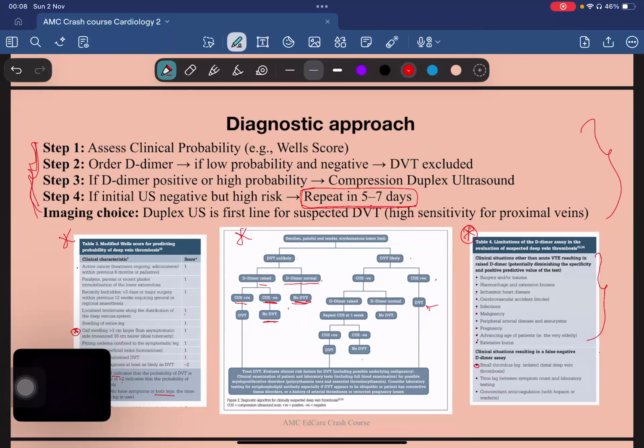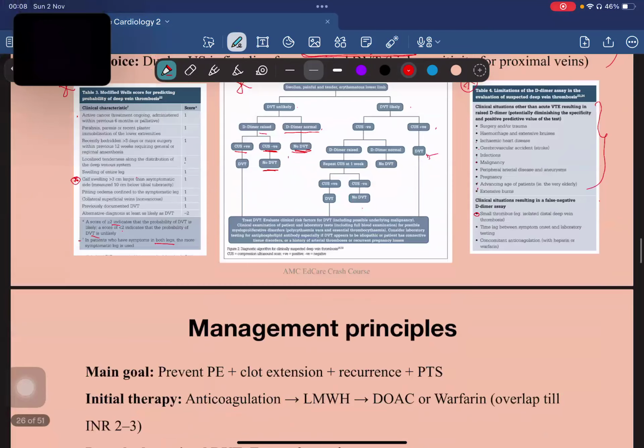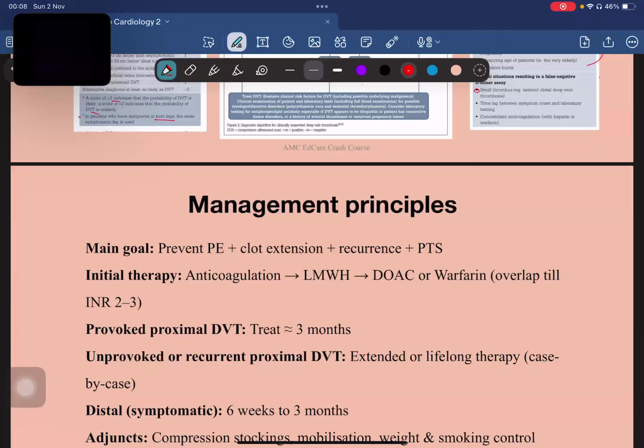Now let's go and see what we would do after we confirm that it is DVT. Once DVT is confirmed, the mainstay of management is that the main goal is to prevent pulmonary embolism, clot extension and recurrence. We would also want to prevent PTS, post-thrombotic syndrome. If I would say the most important things to remember, it is pulmonary embolism and post-thrombotic syndrome. Those two are very common complications when it comes to DVT. So these should be our main goals in managing.